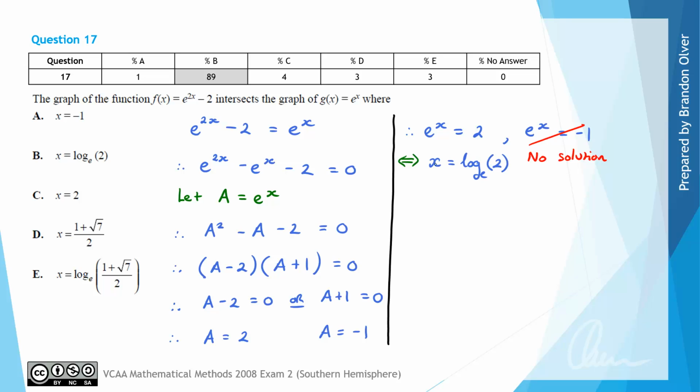So that is the same answer as what the calculator gave, and that is the x value of the point of intersection between these two graphs. So that's how we could have tackled that question by hand if we were required to.